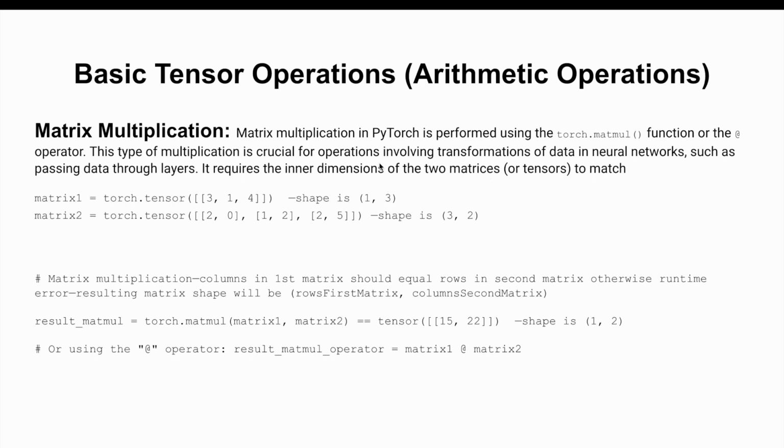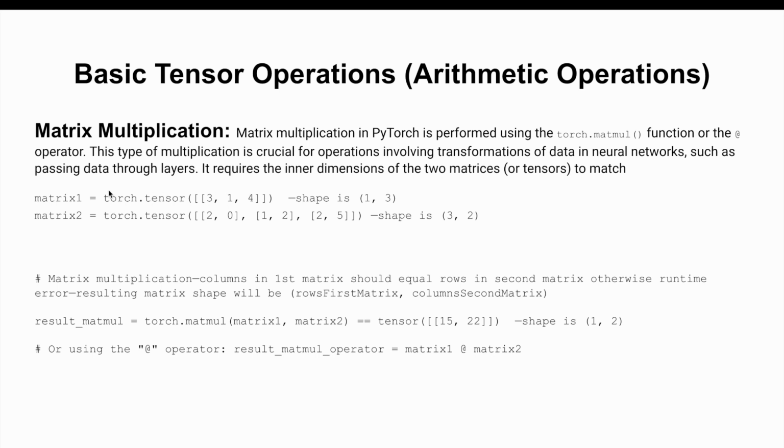And you can tell whether you can matrix multiply a tensor with another tensor depending on the shape of the tensor. The shape of the tensor is very important. It requires the inner dimensions of the two matrices or tensors to match.